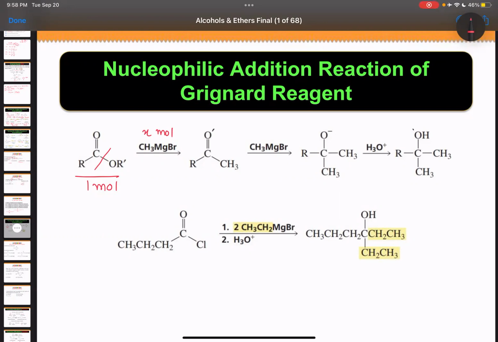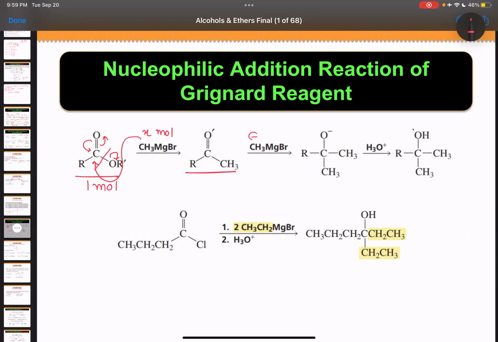Actually, first of all, what happens when the methyl comes, O minus forms, it breaks away and pushes out the OR dash. This is how the first mole has reacted. So now, is it going to stop here? OR is pushed out and CH3 is attached. Is it going to stop here or one more time? And you ended up with a ketone. That's what you can see.